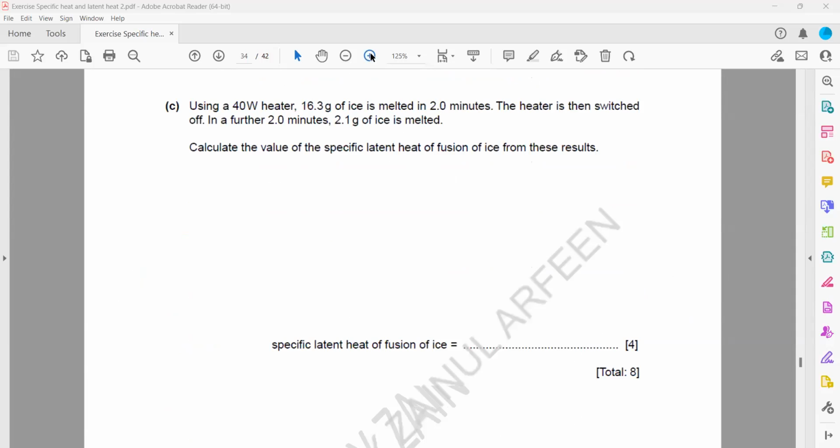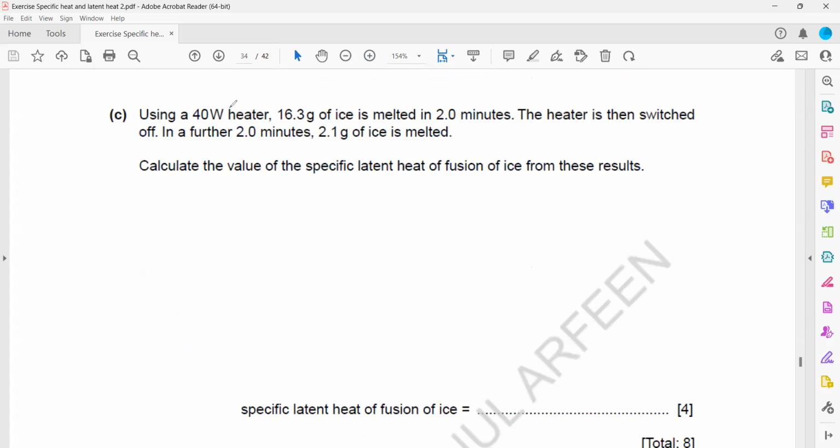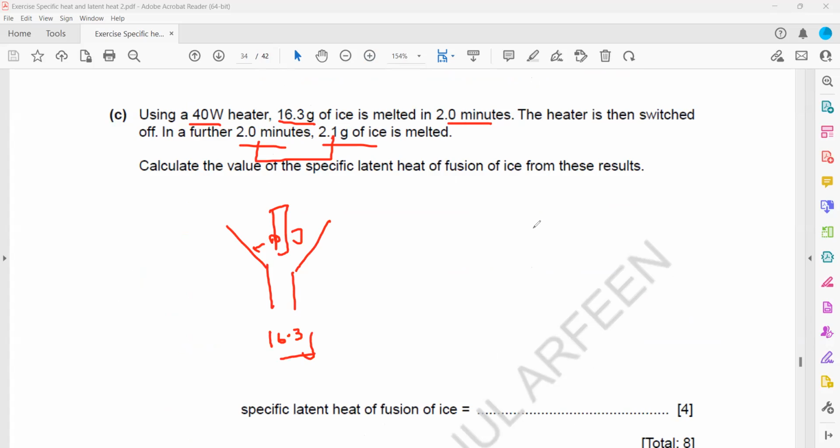Then, working out the latent heat, we have a 40-watt heater, so we have the power. 16.3 gram of ice is melted in 2 minutes. And the heater is then switched off, and in 2 minutes, 2.1 gram of ice is melted. Why is this ice melted? First, when the heater was switched on, how much ice was melted? 16.3 gram. When the heater is switched off, in 2 minutes, how much ice is melted? 2.1 gram.